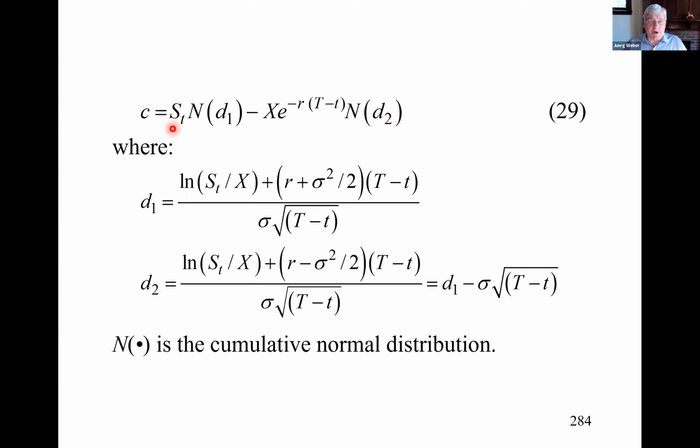ST is observed. That's just the current share price of the underlying share at time small t. X is written in the option contract. That's the delivery price. The interest rate, you can also observe, that's the interest rate in the market. And then the time until maturity, you also know. So there's only a single parameter, that's this sigma, which comes from the geometric Brownian motion, which is the volatility of the underlying share.